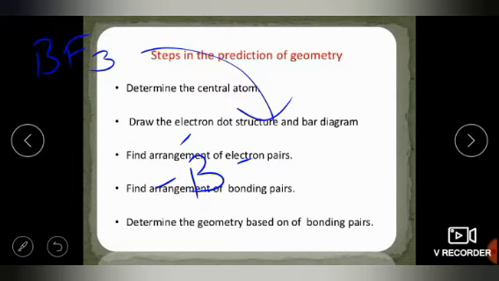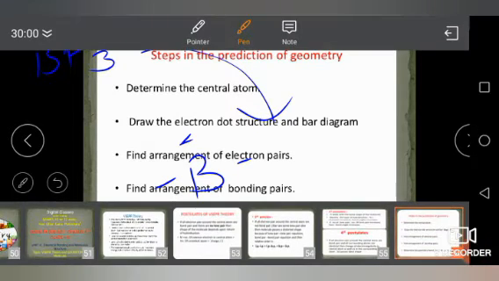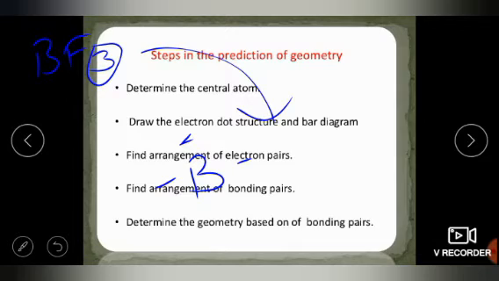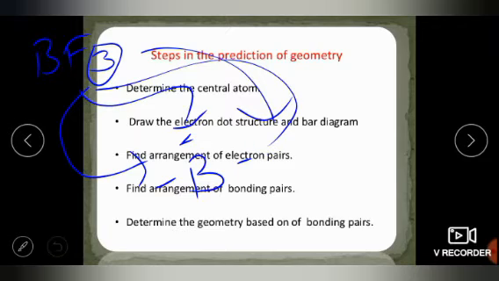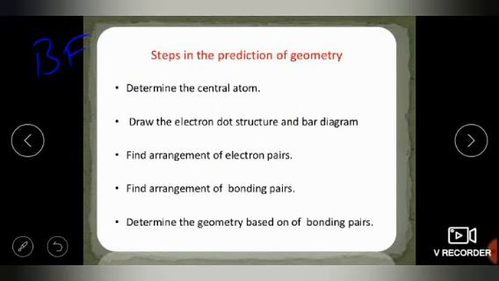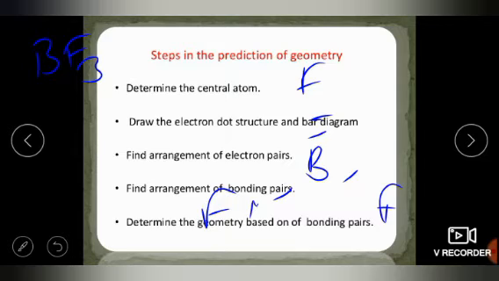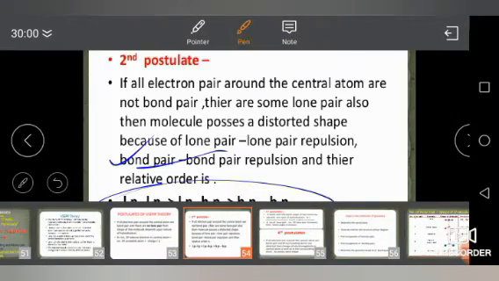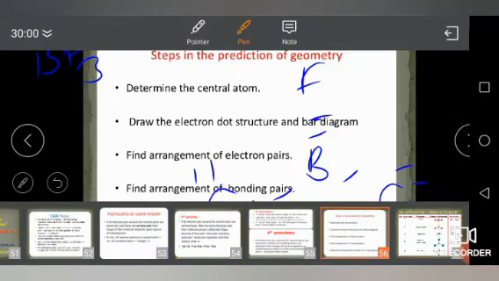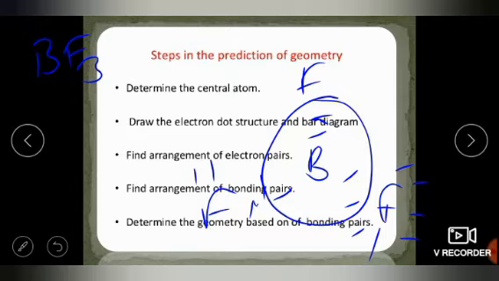When boron has 3 dots and the number of bonds is also 3, it means there is no lone pair. Very simple. All 3 fluorine atoms join with boron by sharing these 3 electrons: 1 electron, 2 electron, 3 electron. On the other side, each fluorine has 1 electron. There can be lone pairs in fluorine, but there should not be a lone pair on the central atom.